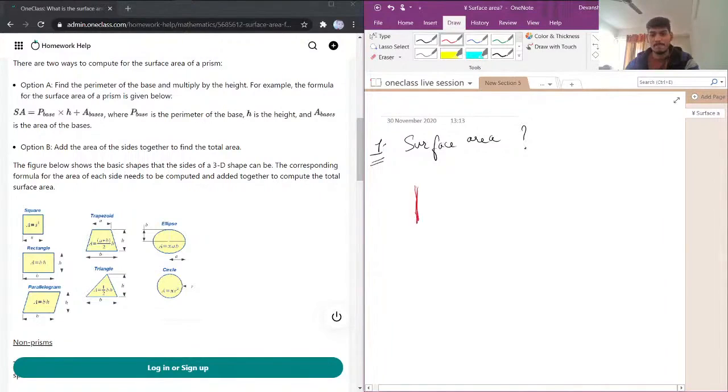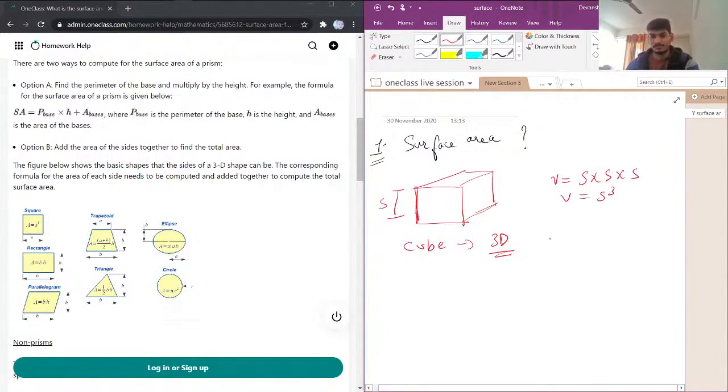Suppose this is a cube, not a pretty one, but let's say this is a cube. A cube is a 3D figure. Let's say the side of the cube is S. So the volume will be S into S into S, which is S cube.